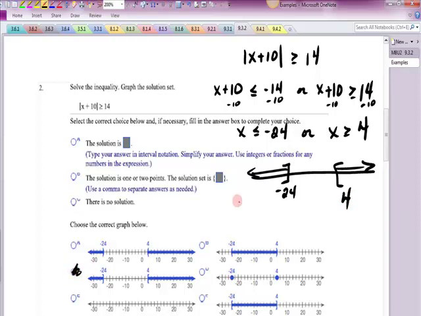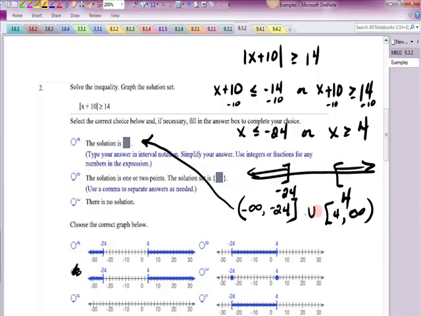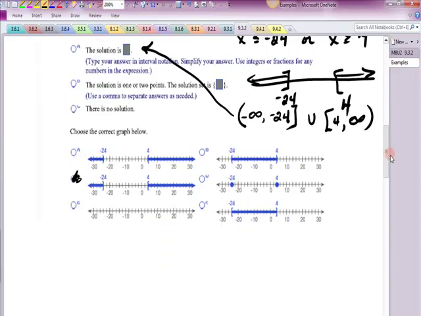What will it be in interval notation? This is negative infinity to negative 24. Parentheses always around the infinities. Bracket around that, union. Bracket around the 4 to infinity. Infinities always get parentheses. And that will be my answer for right here. I like to look at the graph before I write the interval.